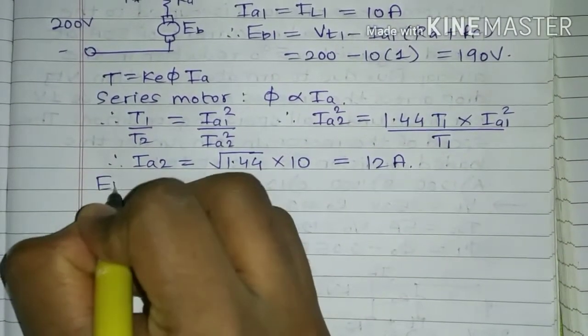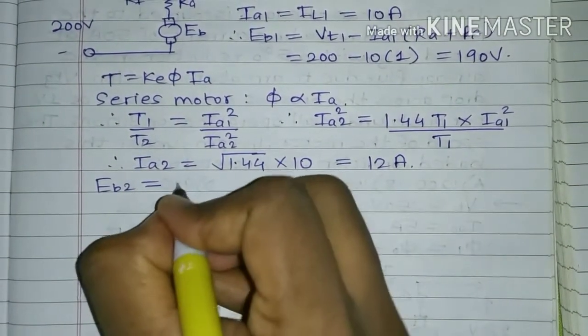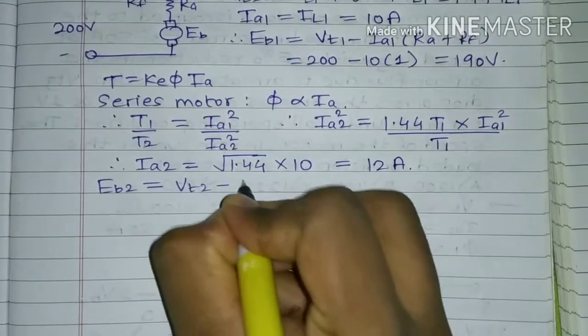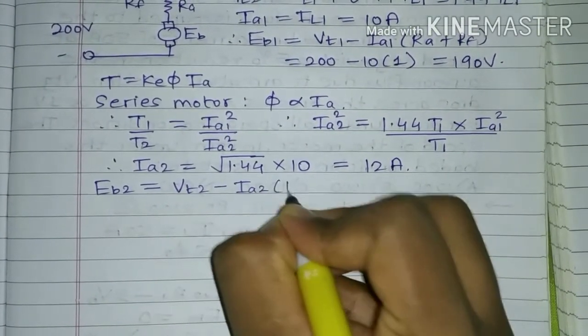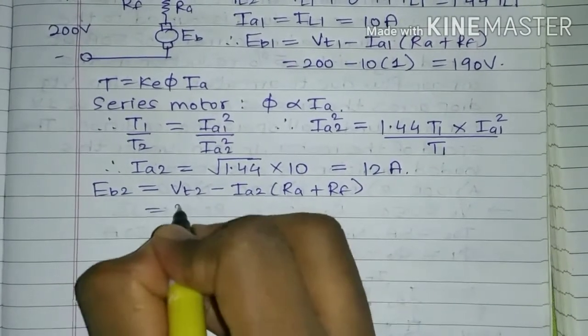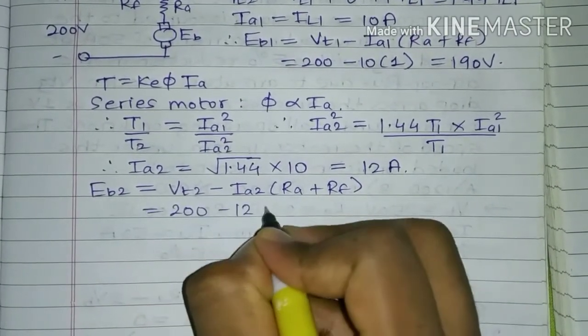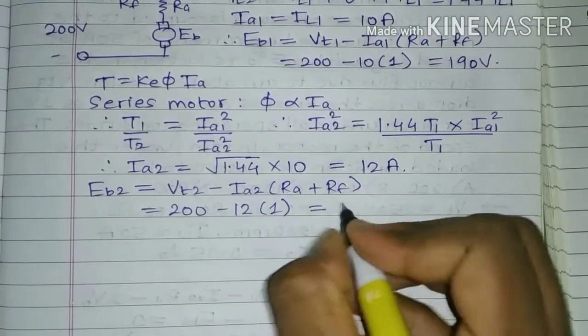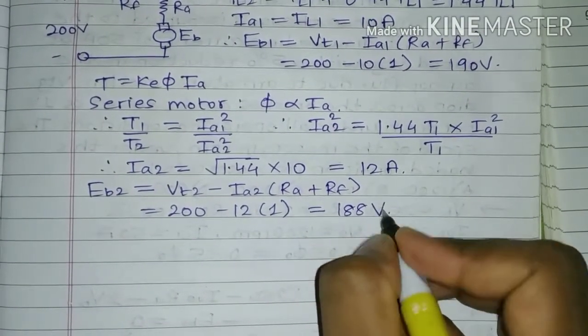Now Eb2 is equal to Vt2 minus Ia2 into Ra plus Rf, which is equal to 200 minus 12 into 1, which is equal to 188 volts.